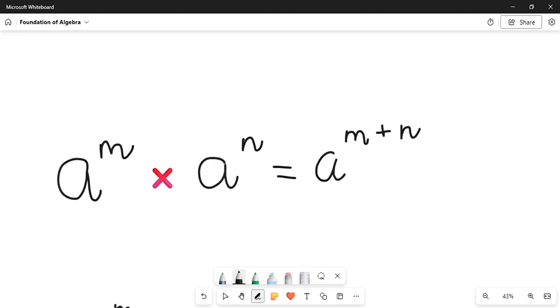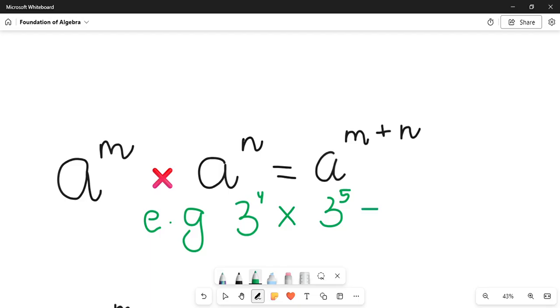Let's take an example. For example, we have 3 to the power of 4 times 3 to the power of 5, which equals, because the base is the same, the powers will get added. The exponents will get added. So 3 to the power of 4 plus 5, which equals 3 to the power of 9.